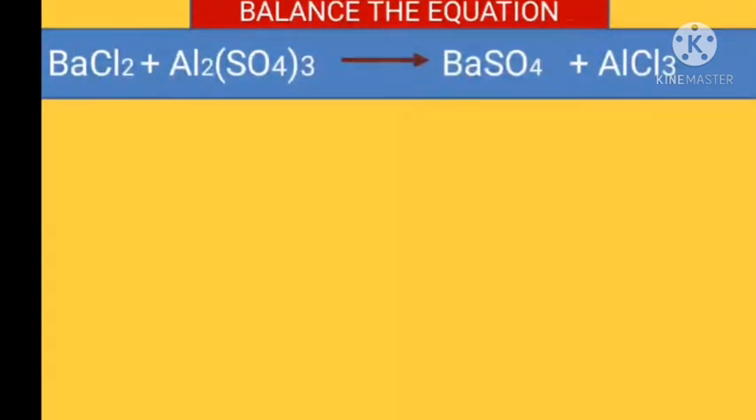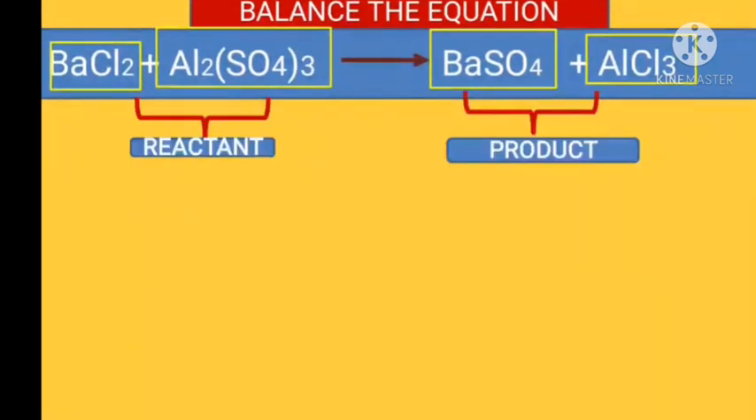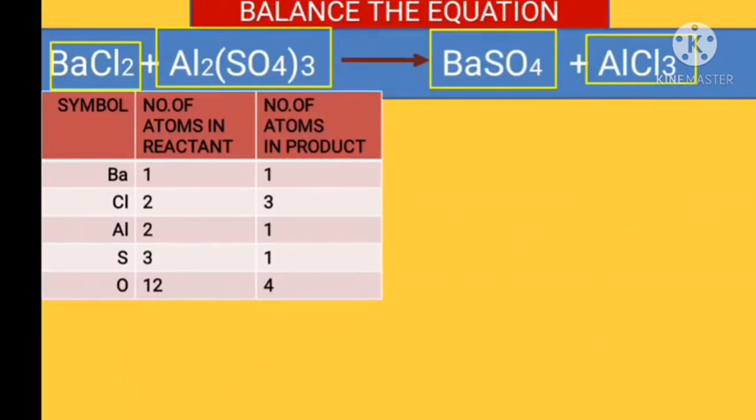BaCl2 plus Al2(SO4)3 gives BaSO4 plus AlCl3. Now let us balance. You will have to draw the boxes around the molecules given here, and then these are your reactants and products. Now let us write the number of atoms on the reactant and the product side. Barium: left side we have 1 and right side also 1. Chlorine: we have 2 atoms on the reactant side and 3 on the product side. Aluminium: we have 2 on the left side and on the right we have 1. And sulfur: we have 3 on the left hand side and 1 on our right hand side. Oxygen: we have 12 on the reactant side and 4 on our product side.